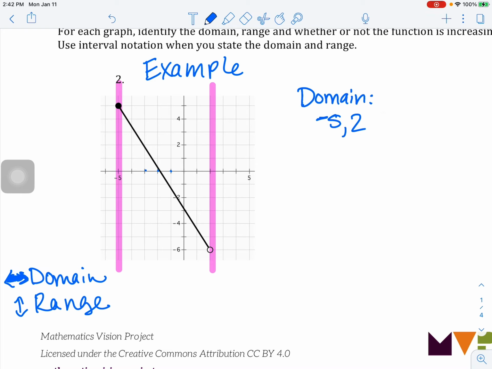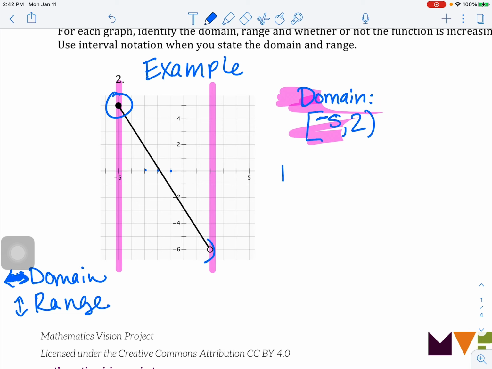And then you look at that point. Is that point a closed dot? If so, closed dots always get brackets to show that that point is included. And then this point is an open dot. So that's going to be a parenthesis showing that that's a boundary. So that's your domain. It's your width.